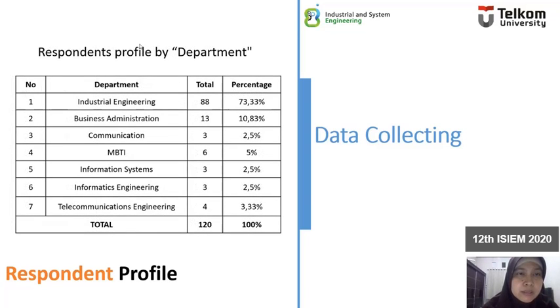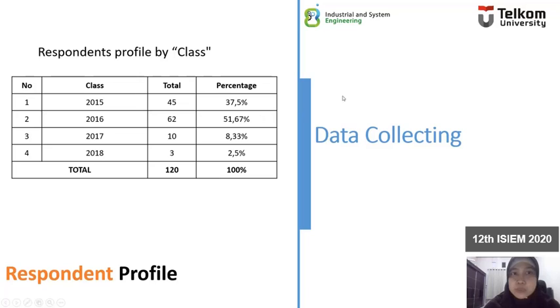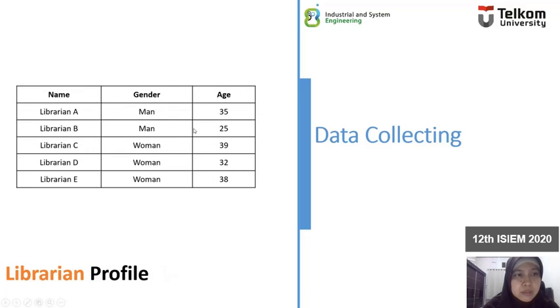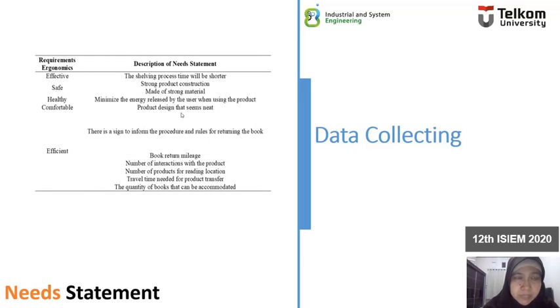And we can see in here, this is a respondent profile by department. This is the respondent by class, and the biggest is the class of 2016. And this is the librarian. So Open Library has 5 librarians, 2 men and 3 women. Okay, from the data, we can get the requirement of ergonomic.